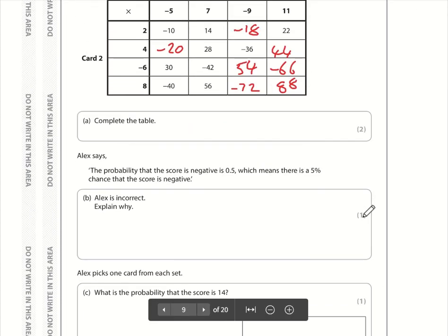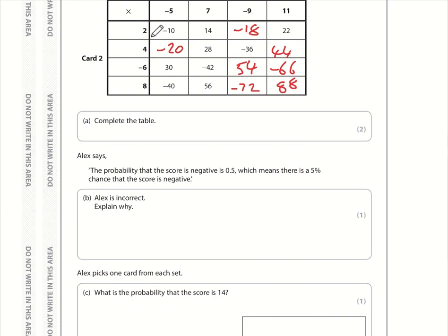And Alex says the probability that the score is negative is 0.5, which means there is a 5% chance that the score is negative. So we don't even need to look at the table here. 0.5 is not the same as 5%. 0.5 is 50%. So that's why Alex is incorrect.